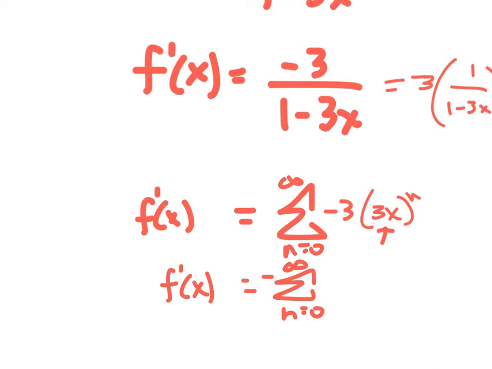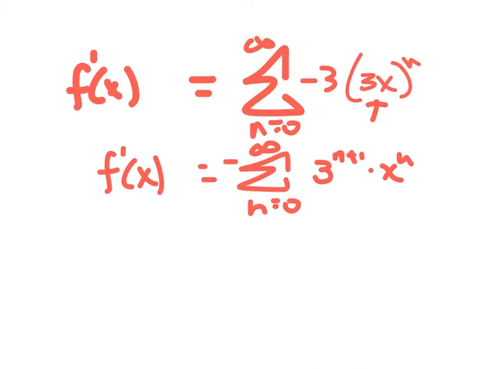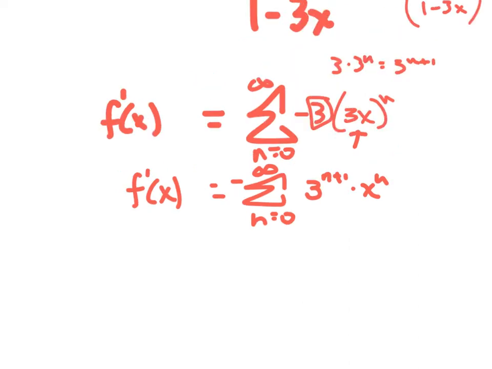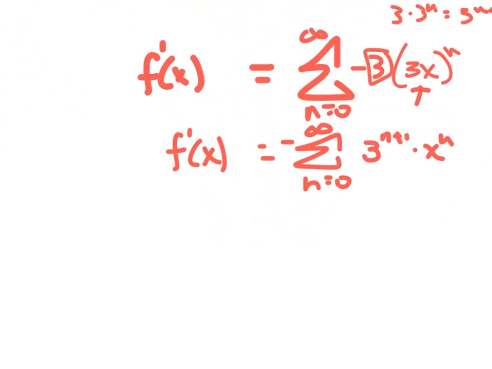So I'm going to have 3, see if you can stick with me here, 3 to the n plus 1 power times x to the n. Okay, so the 3 out here times the 3 to the n on the inside will give me 3 to the n plus 1. Alright, so that's for f prime of x. I want it for f of x, so I'm going to integrate both sides, dx.